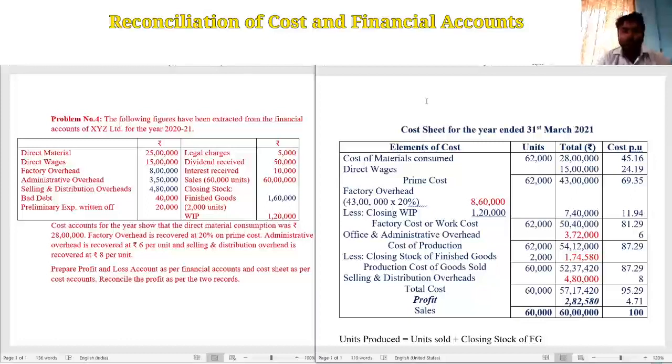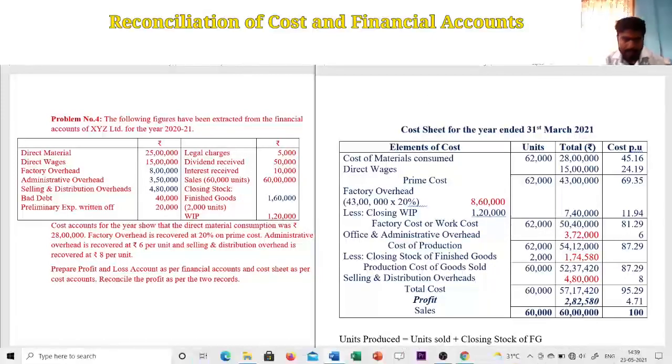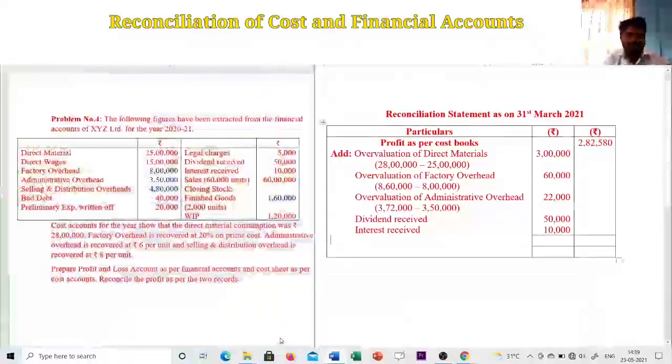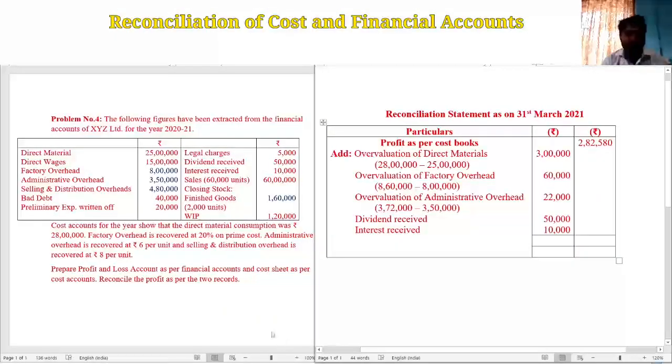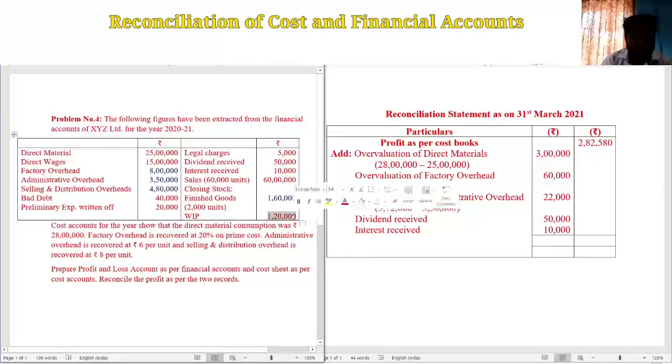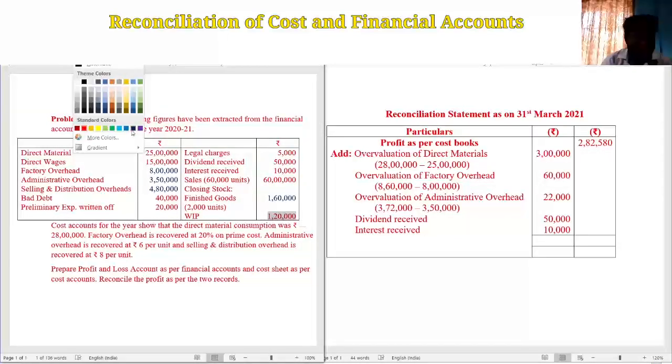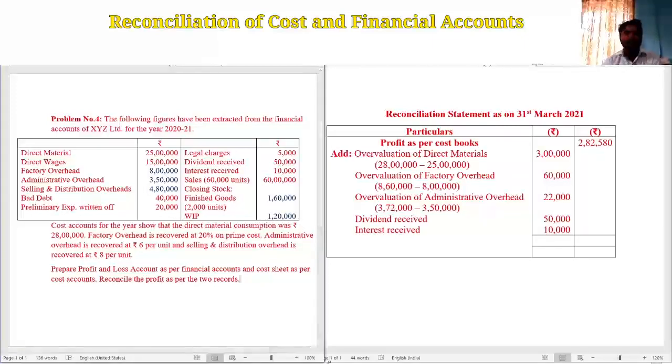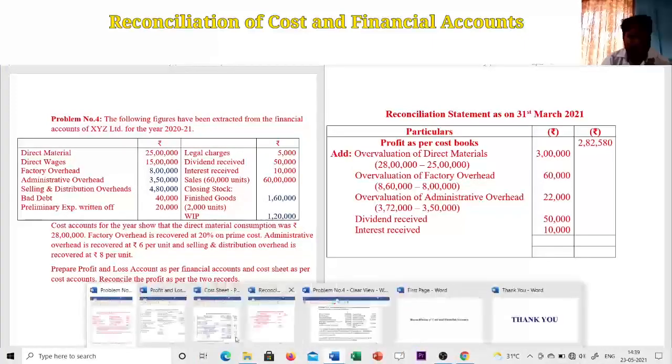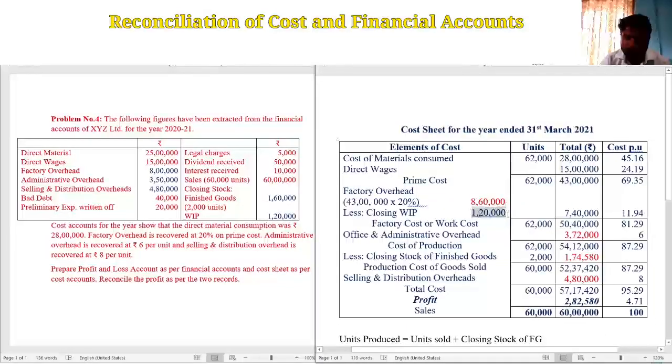As there is an overvaluation of closing stock of finished goods, costing profit is increased by 14,580. Now we need to reduce the costing profit by rupees 14,580. It is the amount to be deducted. Then work in progress. In financial books, it is recorded as 1,20,000, and even in costing books, closing work in progress is recorded as 1,20,000 only. So there is no difference.